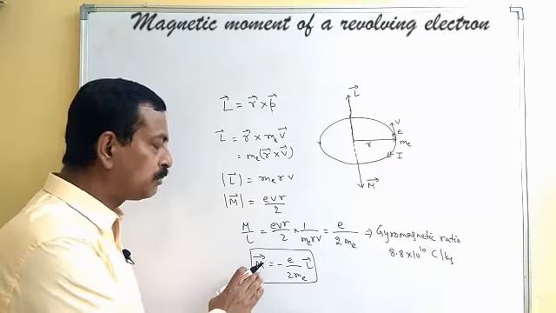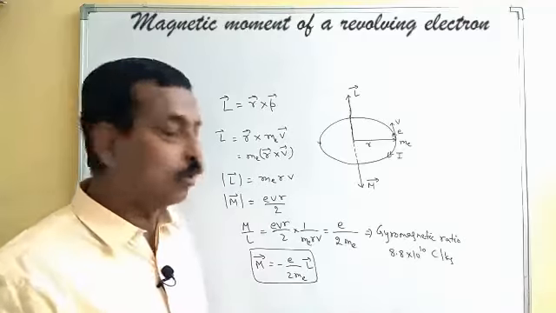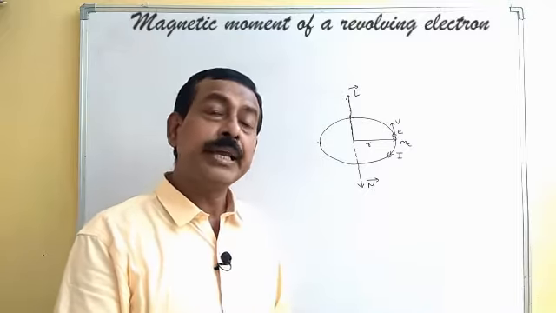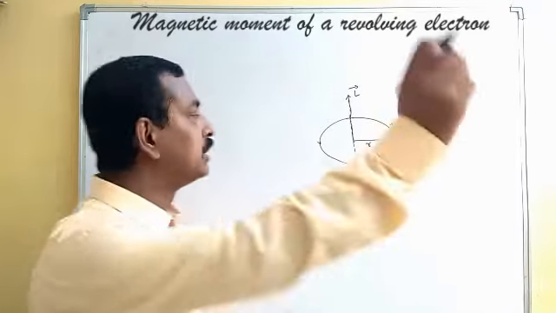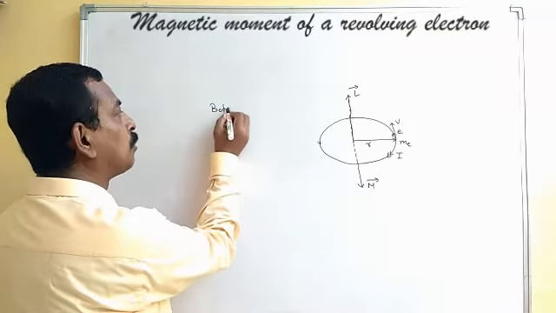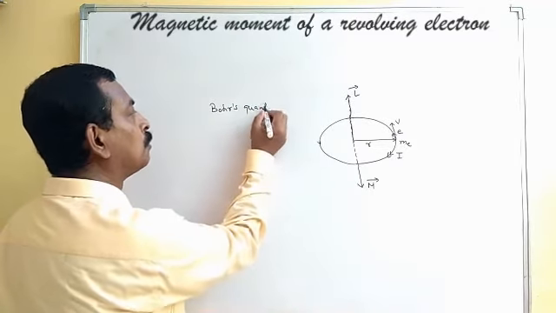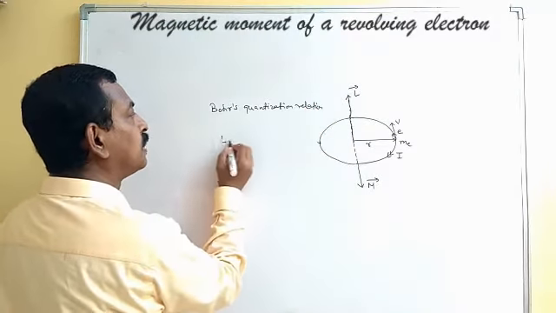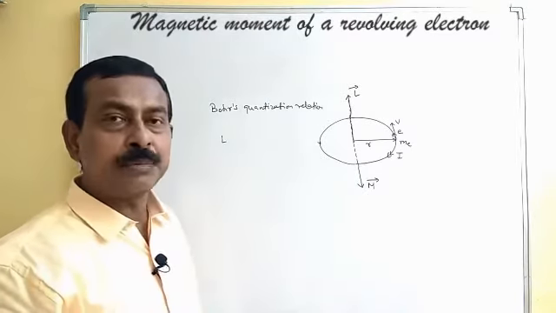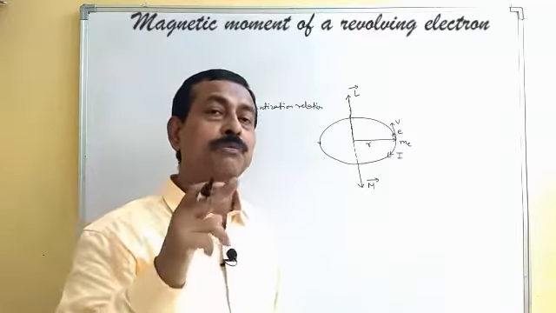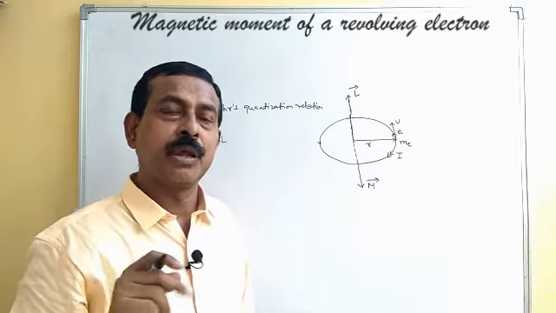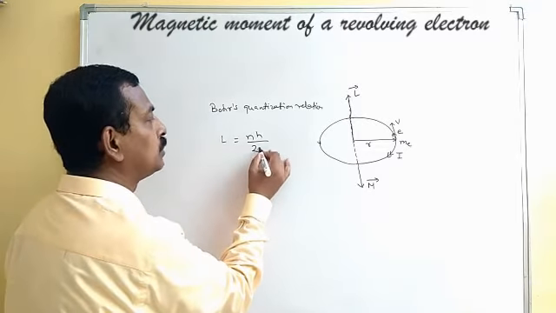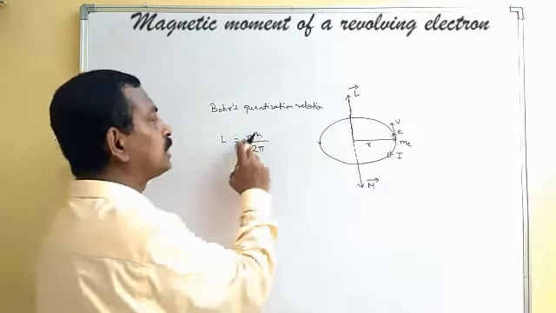This will give the relation between orbital magnetic dipole moment and orbital angular momentum of the revolving electron. Now, if you take Bohr's quantization relation, then from Bohr's quantization relation, L, which is the angular momentum, is an integral multiple of h by 2 pi, or nh by 2 pi. So angular momentum is nh by 2 pi.